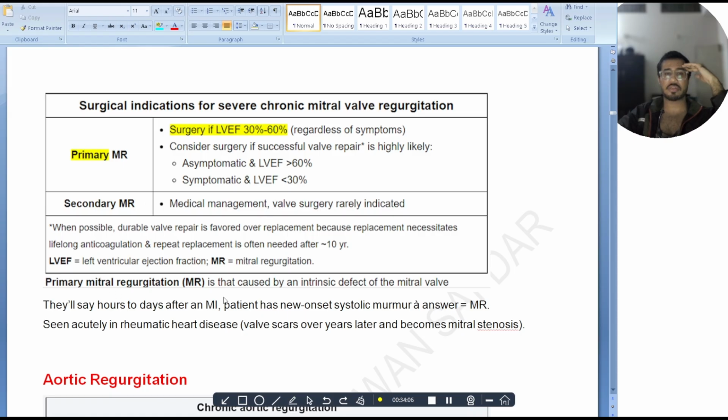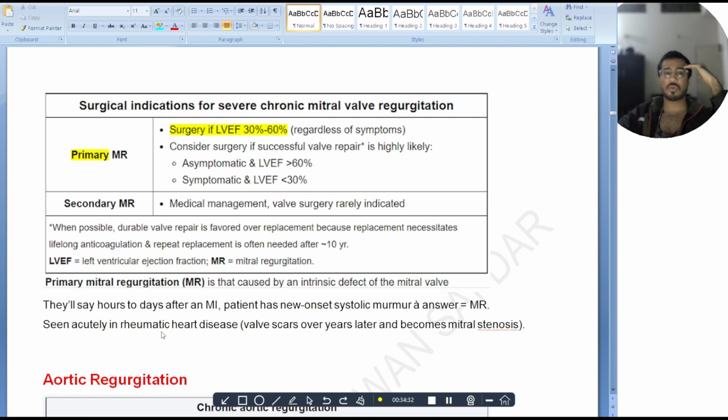Primary mitral regurg is that caused by an intrinsic defect of the mitral valve. They'll say hours to days after an MI, the patient has a new onset systolic murmur. What's happening here? Rupture of the papillary muscles resulting in acute mitral regurg. So that's why you have a systolic murmur after an MI. The answer would be mitral regurg. That's a really high yield question as well.